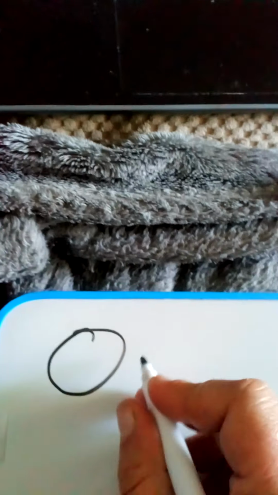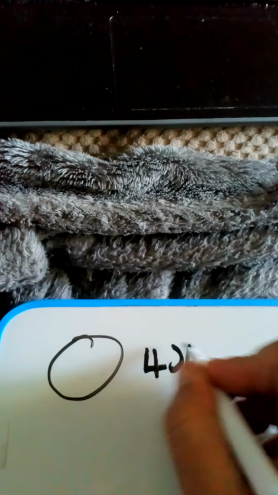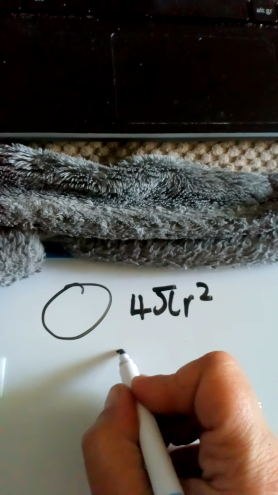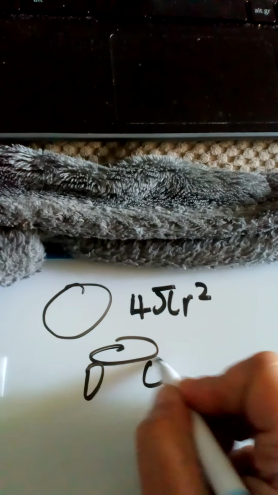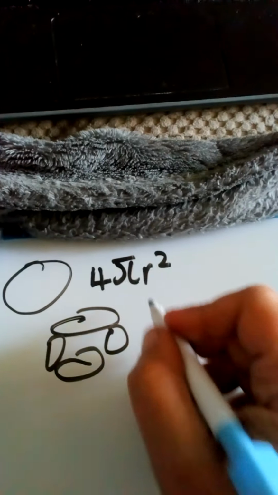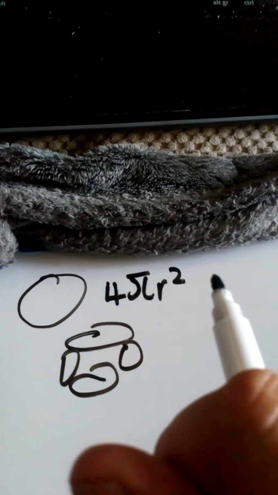So the good news is that the surface area of a sphere is dead easy. It's 4 pi r squared. So what you've got to think of is a sphere being 4 circles that all lap round to each other to make a ball. So pi r squared, which is the area of a circle, and there's 4 of them.